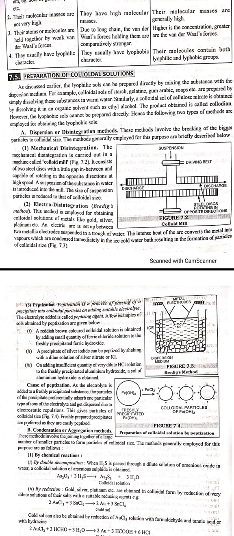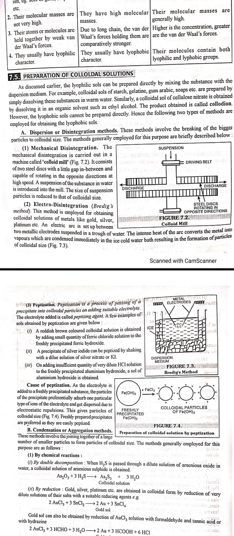So, first one is mechanical disintegration. The mechanical disintegration is carried out in the machine called colloid mill. It consists of two steel discs with a little gap in between and capable of rotating in opposite directions at high speed. A suspension of the substance in water is introduced into the mill. The size of suspension particles is reduced to that of colloidal size. We can see its diagram in figure number 7.2.